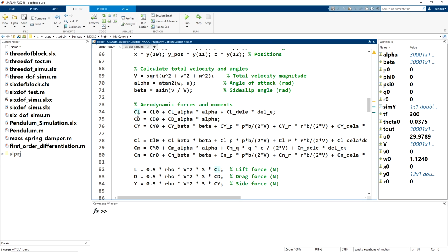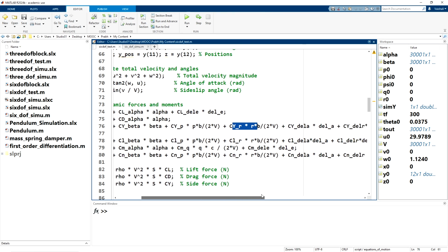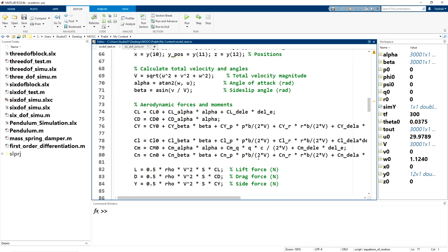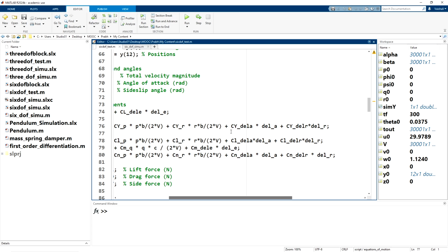I have modeled here CL as CL naught plus CL alpha into alpha plus CL del E into del E, CD as CD naught plus CD alpha into alpha. You can model it as CD equals CD naught plus K CL square also if those parameters are given. And the side force coefficient Cy naught plus Cy beta into beta plus Cyp into Pb by 2V, that is, we are non-dimensionalizing the parameters, Cyr into Rb by 2V. Then we have Cy del A into del A, that is aileron deflection, then Cy del R into del R.